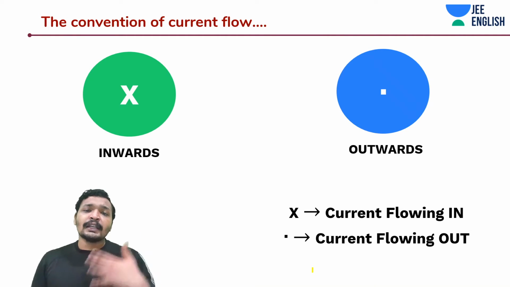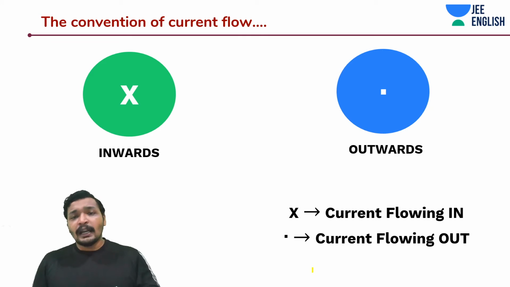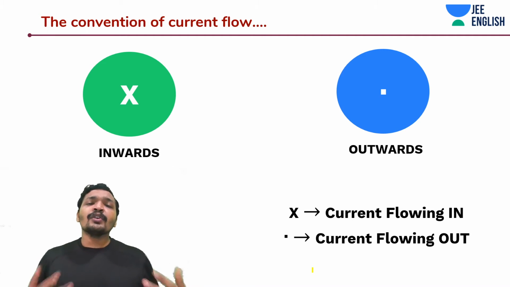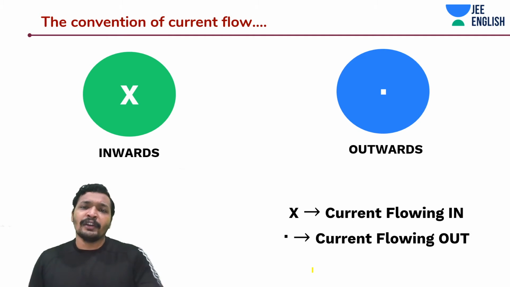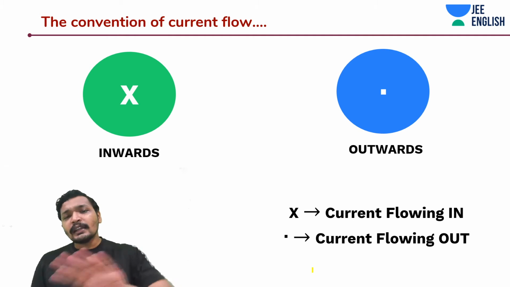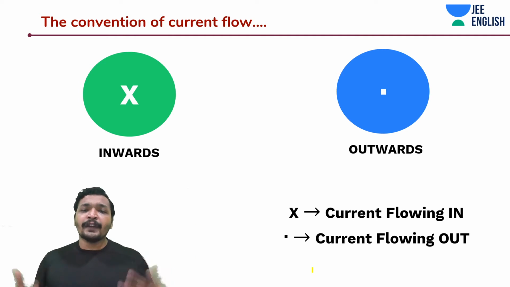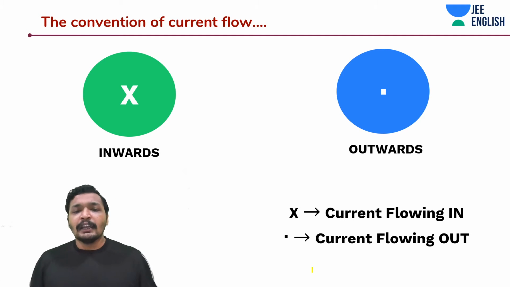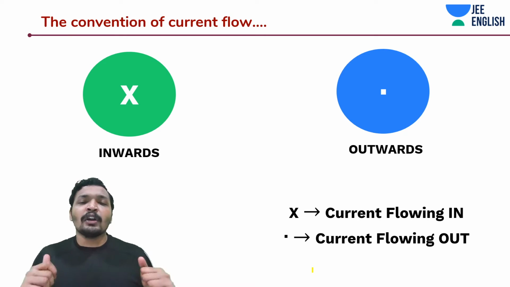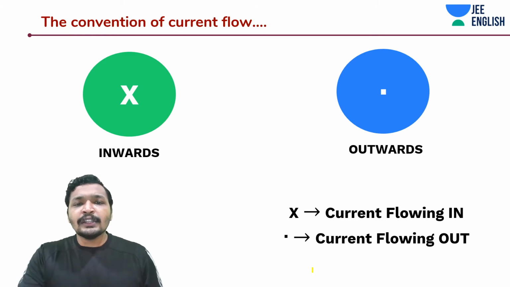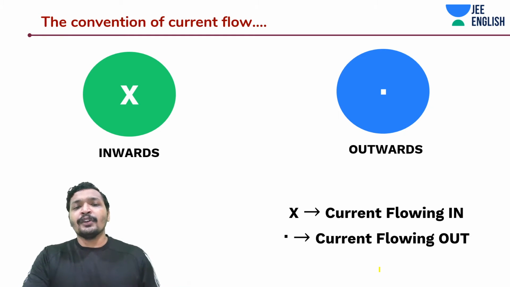So I told you, current has a flow and it has a direction. So how do you denote this direction on paper, or on this presentation, or on any video like this? Is there any standard for defining this direction? If I put an arrow like this, you know that the direction is this, but what about current? So you generally use a dot or an X to denote the direction of the flow of current.